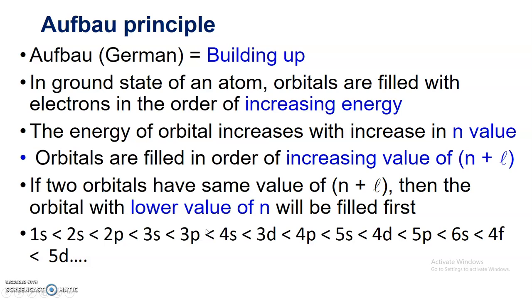And this is the above principle, the above order. According to this principle, the 1s orbital has the lowest energy, then 2s, 2p, 3s, 3p, and so on. So in this way, energy increases from 1s, 2s, 2p, 3s, 3p, 4s, 4d, like that. Now how this order comes about, we are going to discuss here.